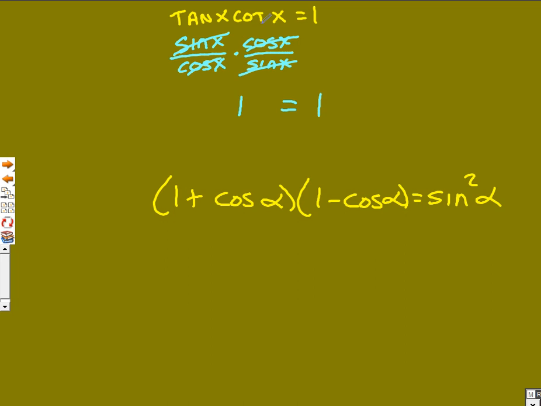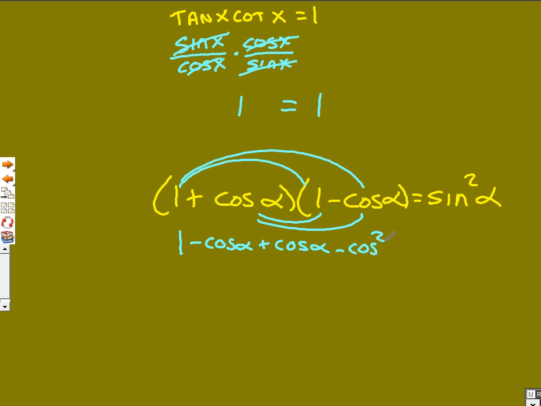Okay, here's another example. The left-hand side is going to be the more complex, so that's the side we're going to work on. I can't move things over, divide, anything like that, but what I can do is an algebraic operation such as factoring. In this case, foiling. When I FOIL this out, I get 1 minus cosine of alpha, that is the Greek letter alpha. Then I can add the inside and get plus cosine of alpha, and then I get minus cosine squared of alpha.